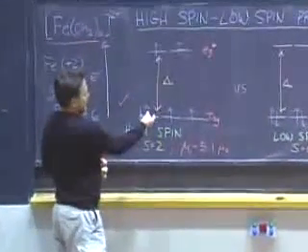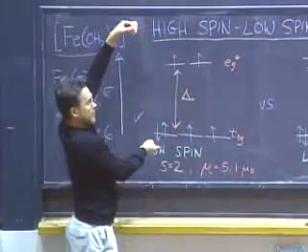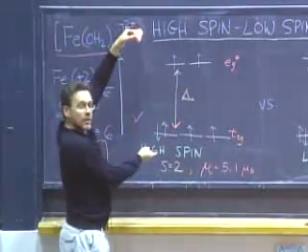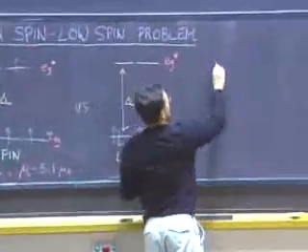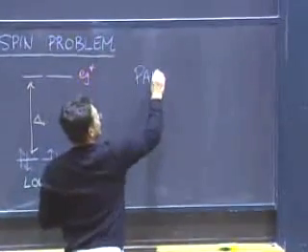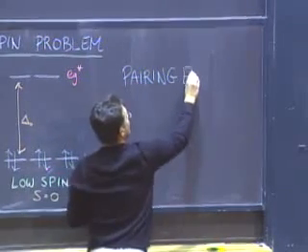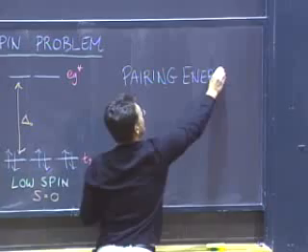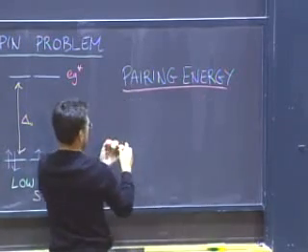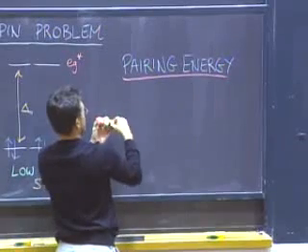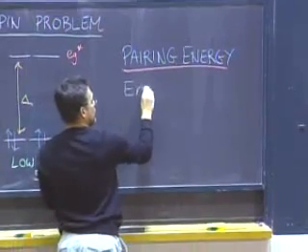And at some point, if delta O gets bigger and bigger and bigger, and exceeds what we call the pairing energy, this pairing energy is something I'll talk more about later, but it's the energy required to put two electrons in the same d orbital.